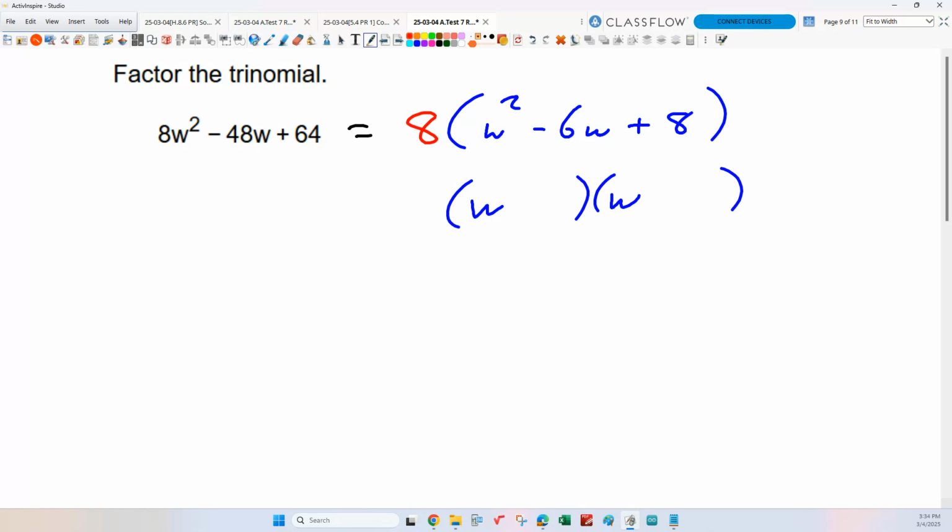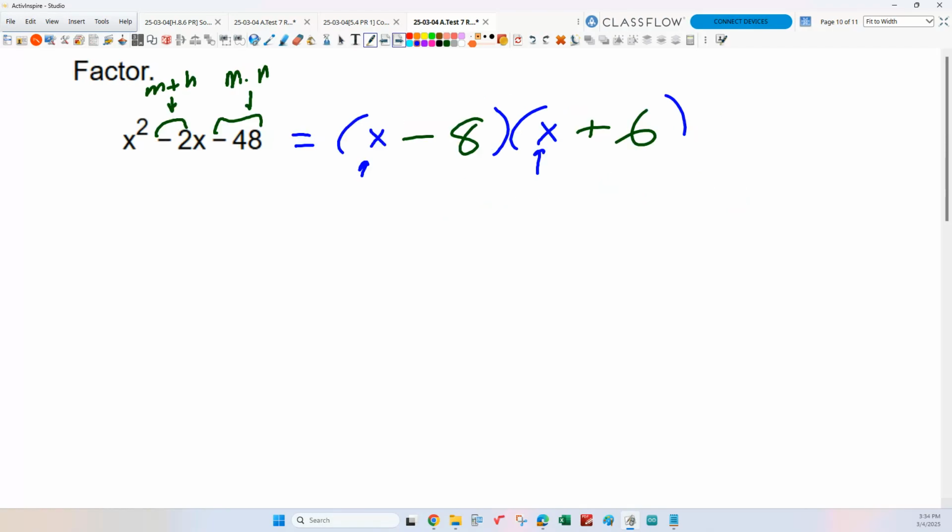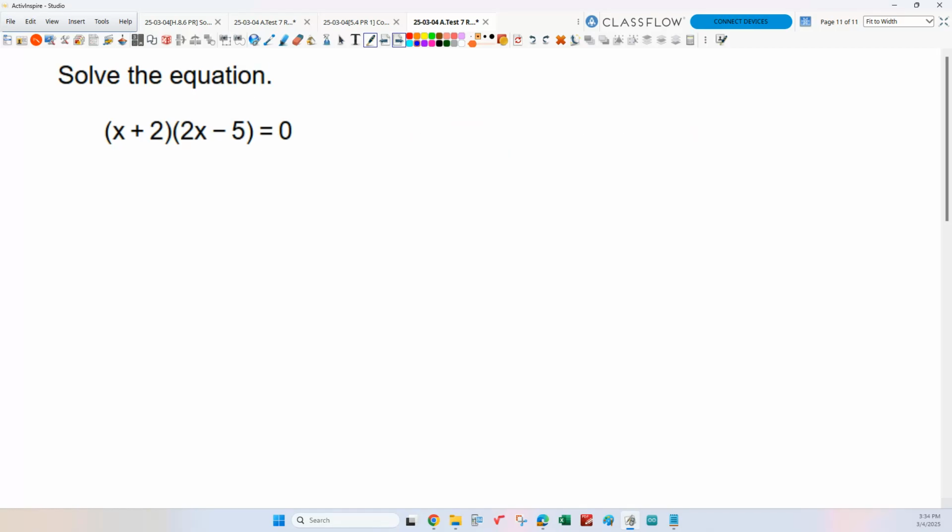I've got my 8 out front. What are my magic numbers? They have to multiply to positive 8 and add to negative 6. So what are the signs? There you go. Negative 4, negative 2. We're done, right? And let's see. We did that one. And okay, last one.